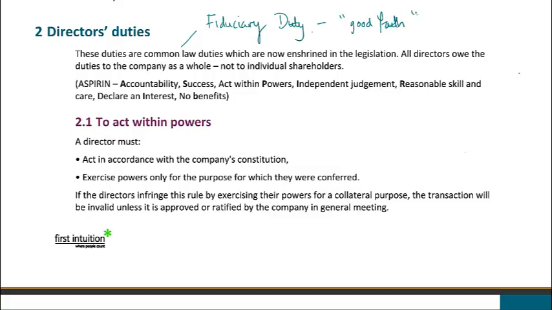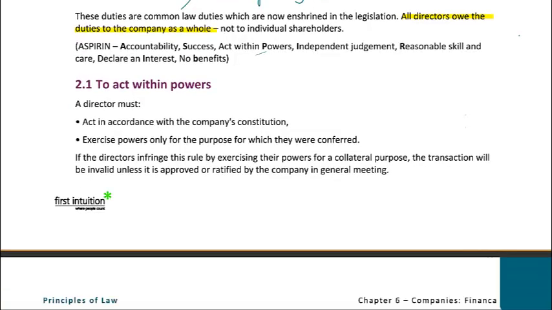Now the other duties are based on common law provisions, so they've been developed by case law, but they were codified in the 2006 Companies Act, so they're now all enshrined in the legislation. An important point where the examiner may try to pick you up is that the director's duties are owed to the company as a whole. Therefore, if anybody is going to take action, it will be in the company's name, not the name of the individual shareholders.